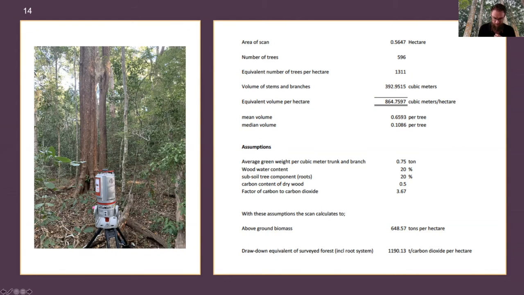So just going back, after you've done your conversion of carbon to carbon dioxide by multiplying by 3.67, we end up with an above ground biomass estimation in this particular case of just under 650 tonnes per hectare. And then the complete drawdown equivalent of the surveyed forest, including the root systems, is 1,190 tonnes of carbon dioxide. This is this particular example.